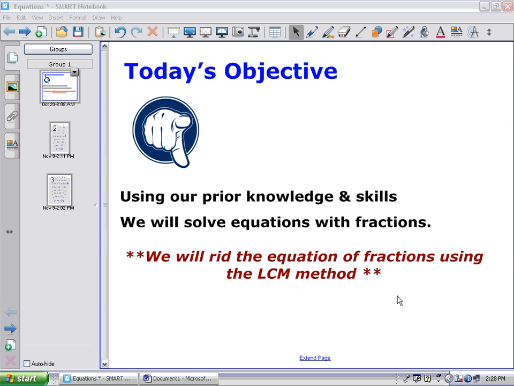Today what we're going to do is solve equations with fractions. And I'm going to teach you how to do this by teaching you how to rid the equation of fractions using a least common multiple method. Now pay very close attention because this is requiring you to use all your prior knowledge and skill of solving equations that we've done in the past.